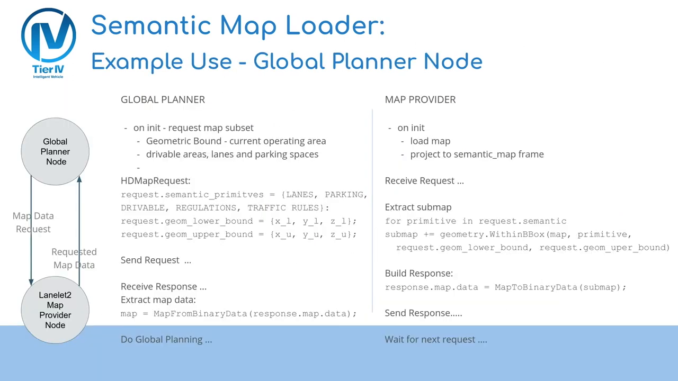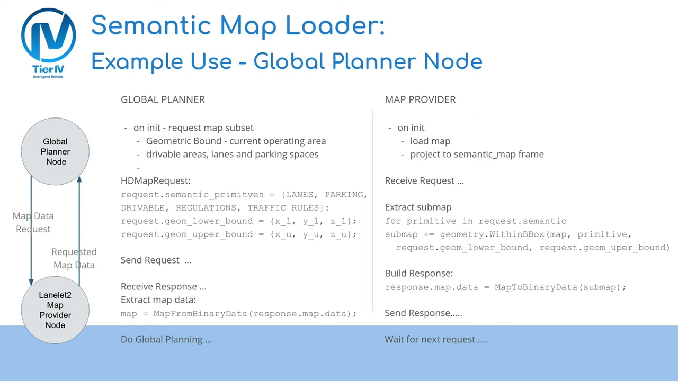Finally, in this section, here is an example of the semantic map provider node being used by a node doing global planning. The global planner on init needs to use semantic map information. It builds an HAD map request message detailing which semantic primitives it needs. In this case, the primitives are lanes, parking, driving, drivable regions, regulations, and traffic rules, and it sets some upper and lower geometric bounds of required map information. These bounds should cover the entire region of the map the global planner will operate within.